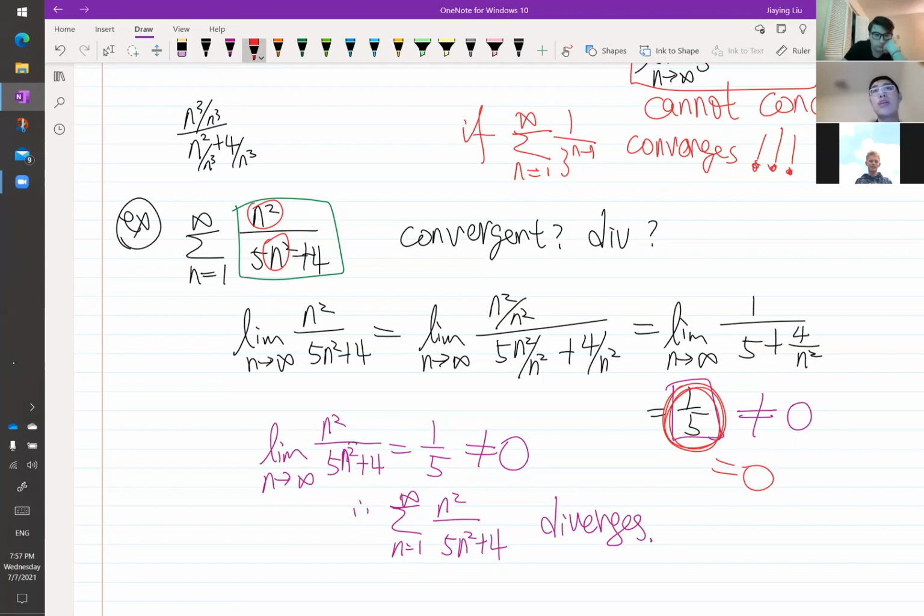Correct. It's divergent if the limit does not equal 0. Like in this case, right? The limit is not 0, so it's divergent. The series is divergent, or the series diverges.